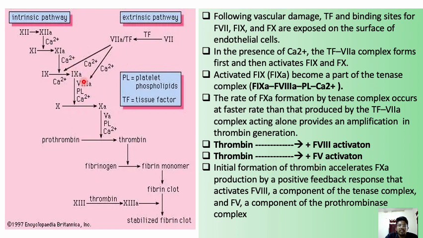Till these points, in these areas, there is nowhere I have written how factor 8A is getting activated and how factor 5 is getting activated. It is by the production of thrombin that factor 8 and factor 5 get activated. The initial formation of thrombin accelerates factor 10A production by a positive feedback response that activates factor 8, a component of the tenase complex, and factor 5, a component of the prothrombinase complex.